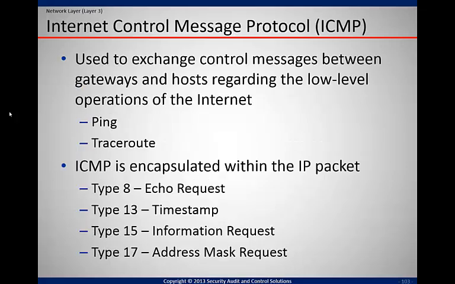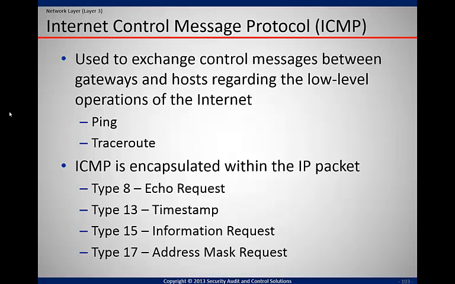Now at network layer 3, the Internet Control Message Protocol is used to exchange control messages between gateways and hosts regarding the low-level operation of the Internet. And these are implementations such as ping and traceroute. Now, ICMP is encapsulated with the IP packet. Certain types are encapsulated inside the ICMP request.